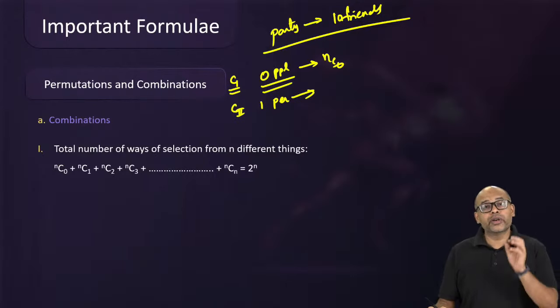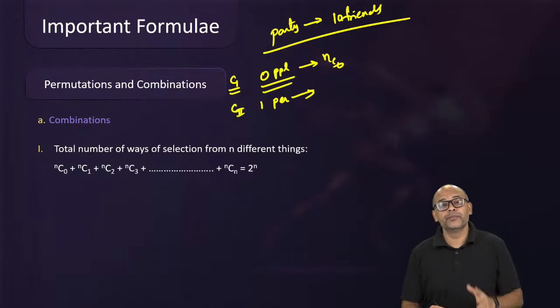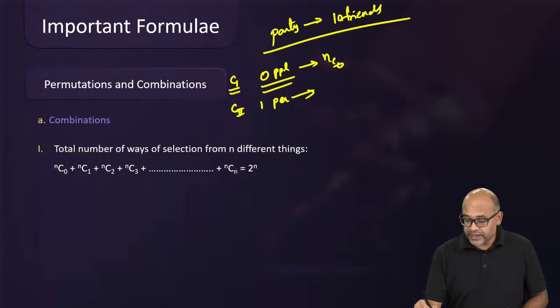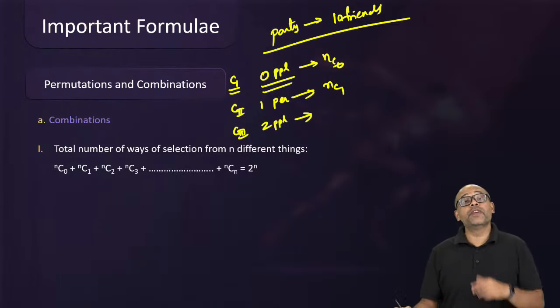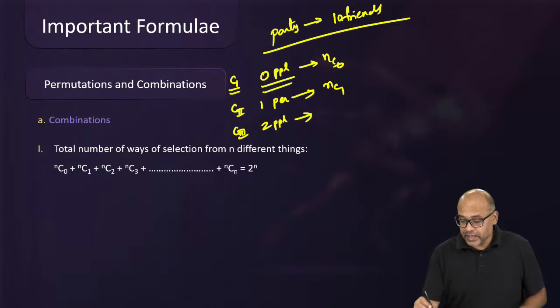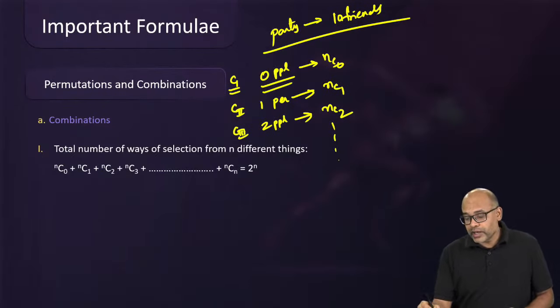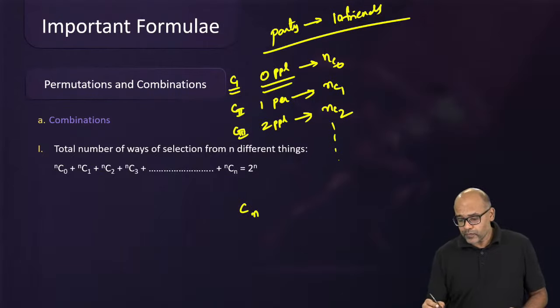Only 1 person. How can you invite 1 person out of the n people that you have? It is NC1. Third case, 2 people invited. Which 2 people? You have to choose any 2 people. That can be done in NC2 ways. And so on. Up to your final case, case number n minus 1 actually.